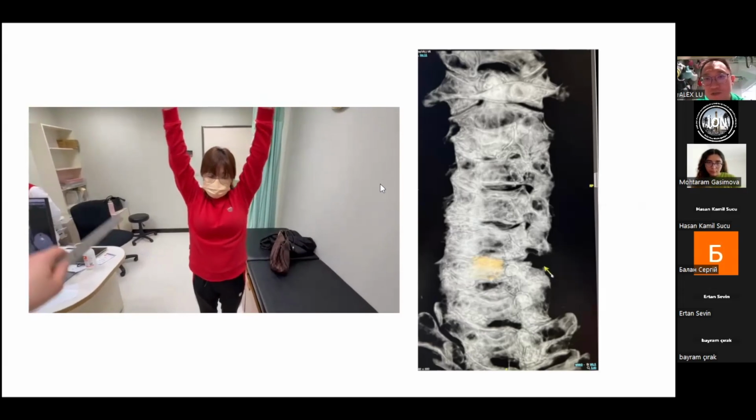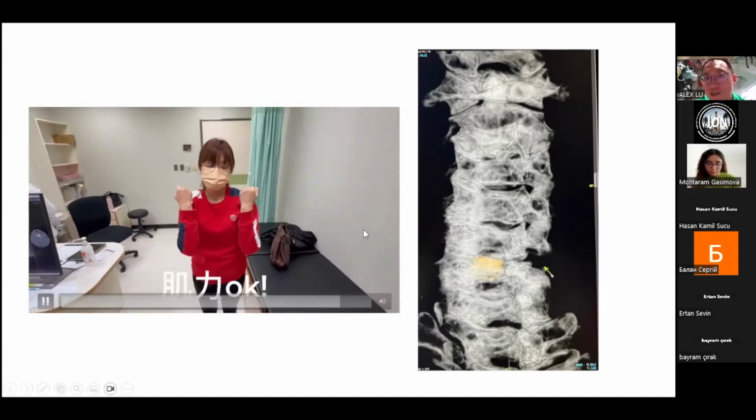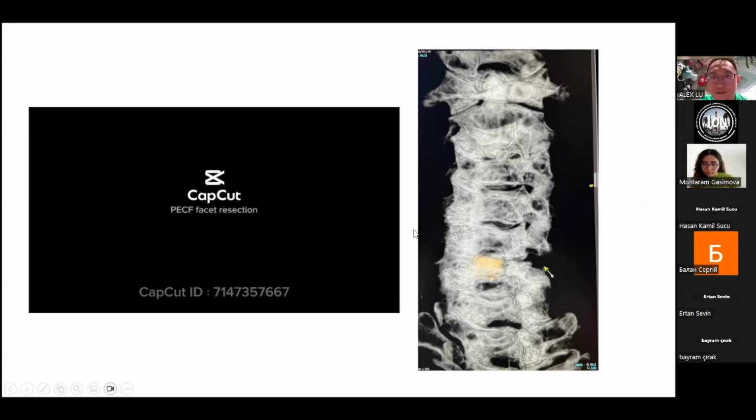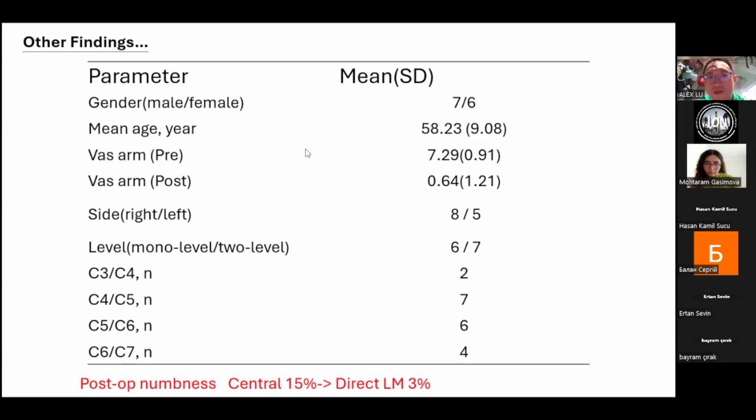So she received the ADR, not improved. I need to do the PECF to rescue his arm pain. So my result is pretty satisfied. So I will suggest my method is very safe. How about central and incline method? I found the stability is the same.